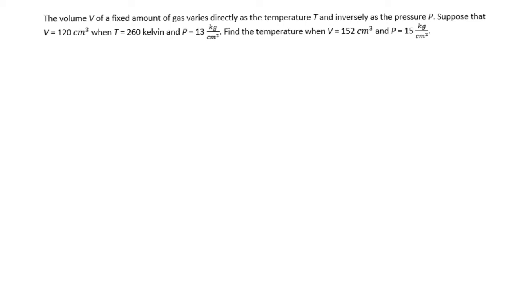So with this variation problem, we're told that the volume of a fixed amount of gas varies directly as the temperature and inversely as the pressure. Okay, so that tells us that the volume is going to change directly as the temperature changes and inversely as the pressure changes. Now, you might recognize this from chemistry as a version of the ideal gas law.